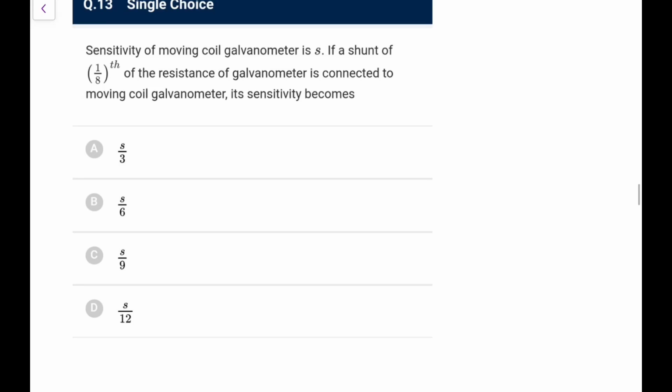Next, the sensitivity of a moving coil galvanometer is S. If a shunt of 1/8 of the resistance of the galvanometer is connected, its sensitivity becomes? Now what is this sensitivity first of all? So sensitivity is deflection per unit current. That is what you write. Now if a shunt is connected, definitely what will happen? More current can now flow, so the sensitivity is definitely going to decrease.